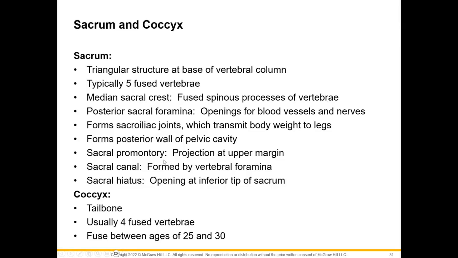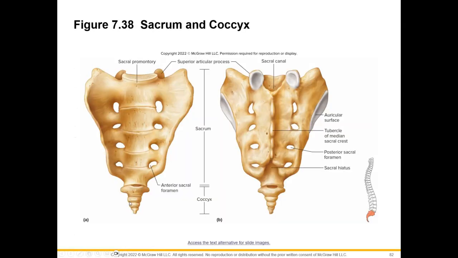The sacral promontory is a projection at the upper margin. The sacral canal is formed by the vertebral foramina. The sacral hiatus is an opening at the inferior tip of the sacrum. And then at the very bottom, the coccyx. This is what we call the tailbone. It usually contains 4 fused vertebrae, and they fuse between the ages of 25 and 30.